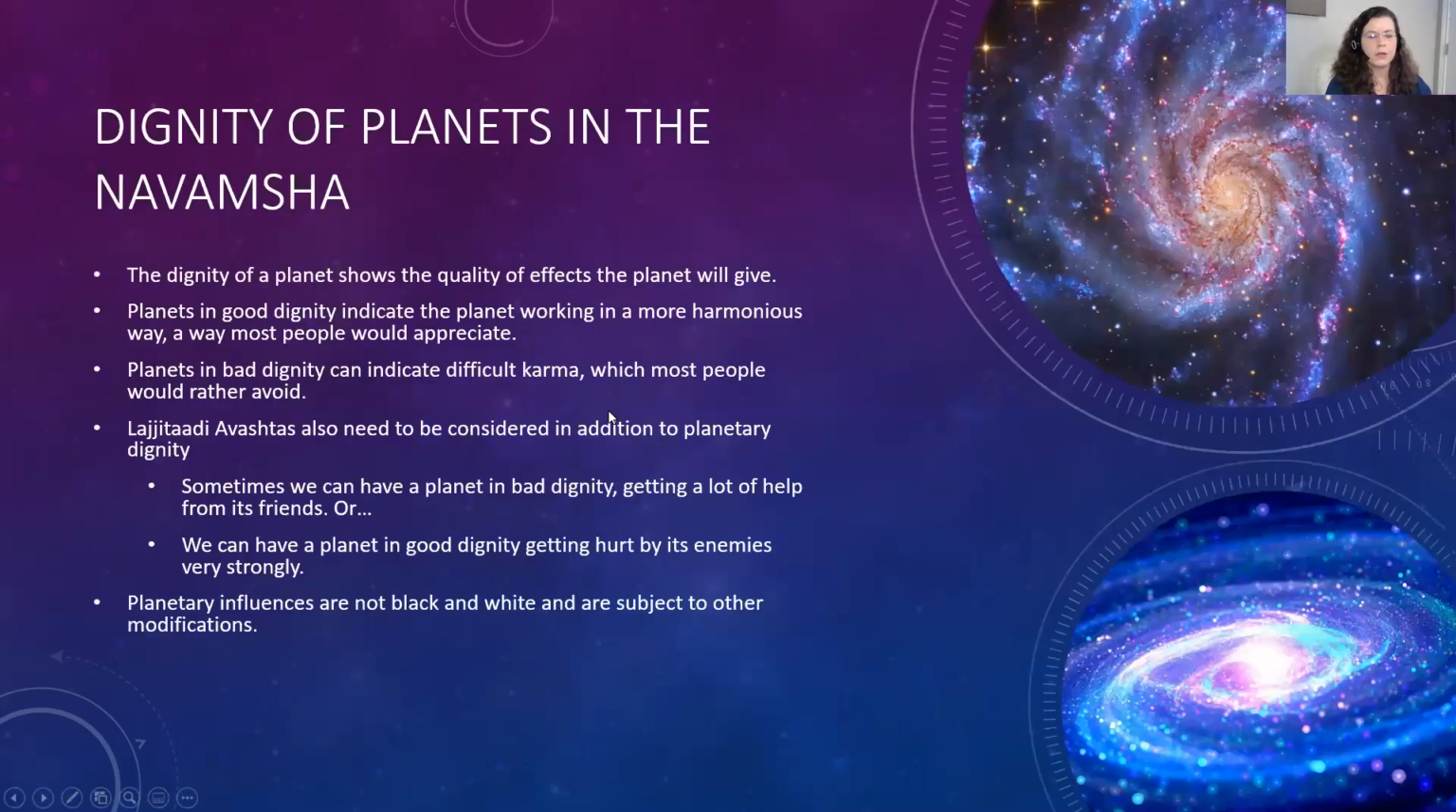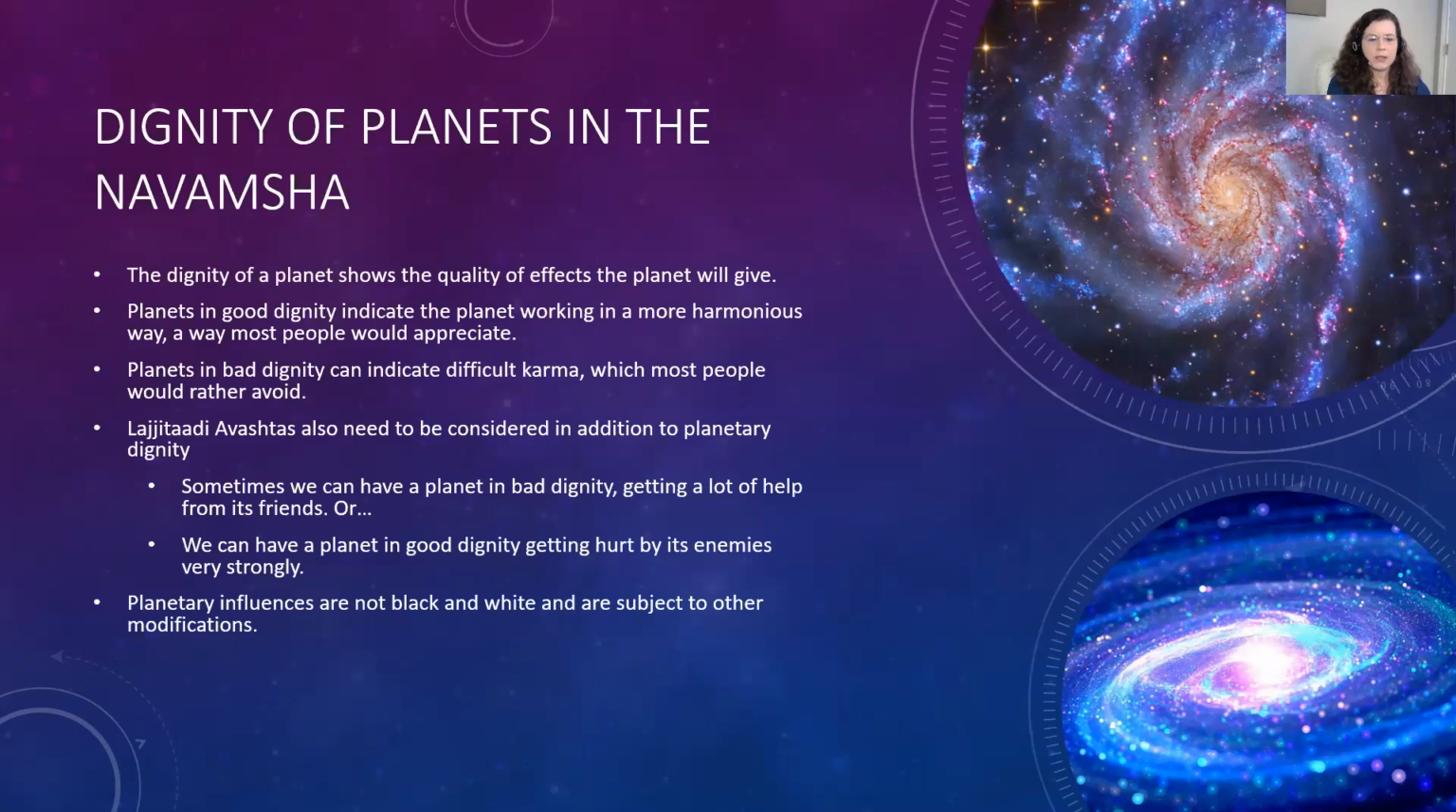So let's discuss dignity of planets in the Navamsha. The dignity of a planet shows the quality of effects the planet will give. Planets in good dignity indicate the planet working in a more harmonious way, a way most people would appreciate. Planets in bad dignity can indicate difficult karma, which most people would rather avoid.